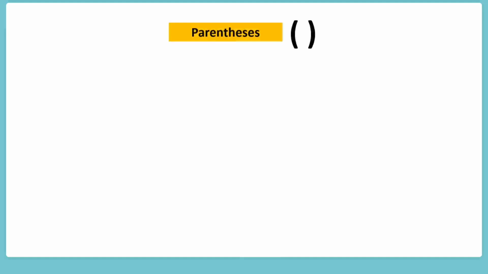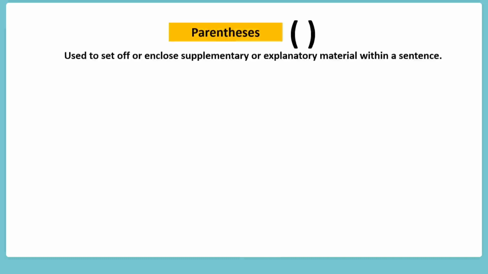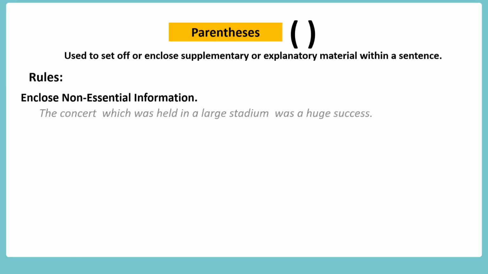Parentheses, also known as brackets, are punctuation marks that are used to enclose additional or supplementary information in a sentence. They are typically used to provide clarification, explanation, or emphasis, and the information enclosed within parentheses is considered to be less important or secondary to the main message of the sentence. For example, the concert (which was held in a large stadium) was a huge success. Here, the sentence would still make sense without the enclosed material.